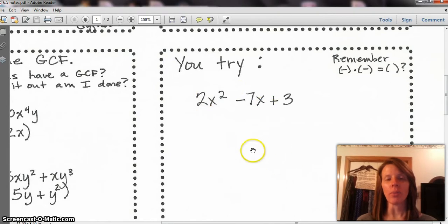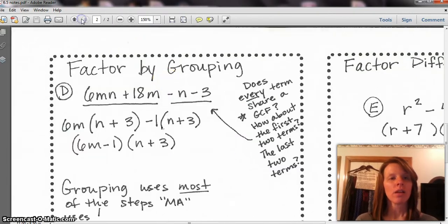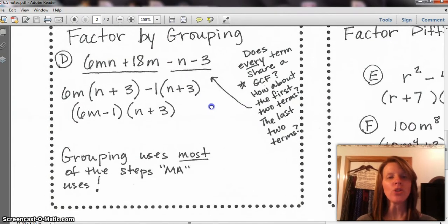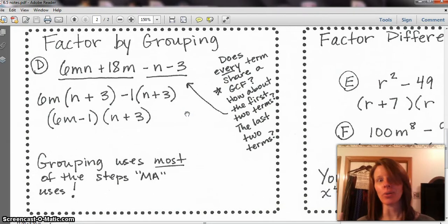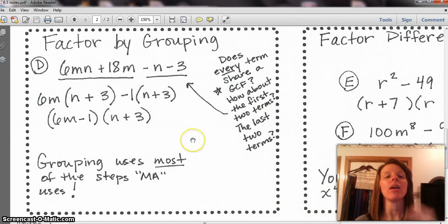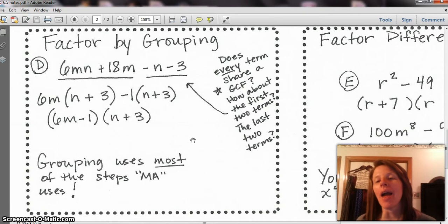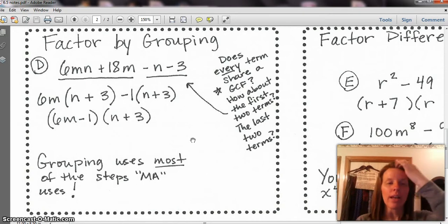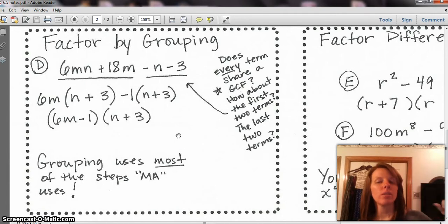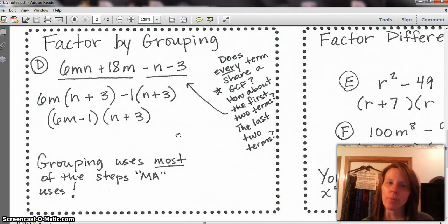And here's a problem that we can try. Grouping. Once you have MA down, you got grouping. So grouping is all the parts of MA after that A times C and what are those factors that I need to rewrite. It is a problem that has 4 terms generally. For the most part, we can get into bigger grouping ones. And you ask yourself, does every term have the same GCF or shared GCF? No. So can I split it? Can I group things up?